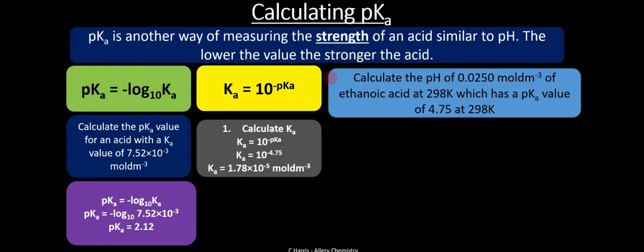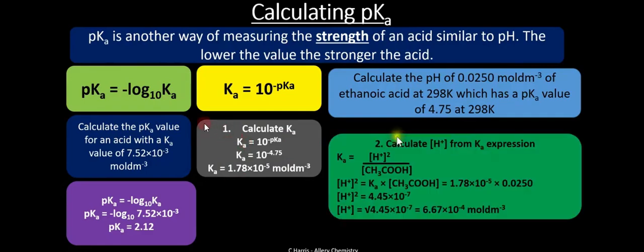So how do we do that? Ka is equal to 10 to the power negative pKa, which is 10 to the power negative 4.75. That gives us a Ka value of 1.78 times 10 to the power negative 5 moles per cubic decimeter. So you should be comfortable moving from pKa to Ka. Okay, let's look at this one.